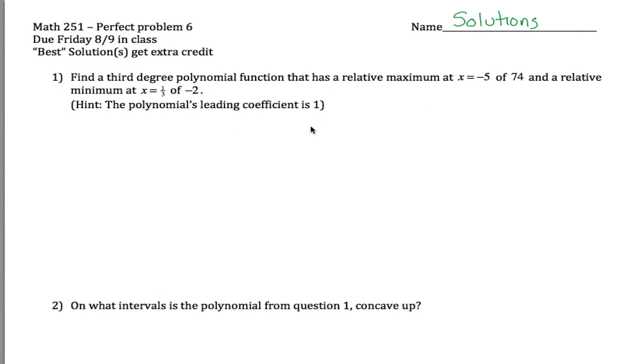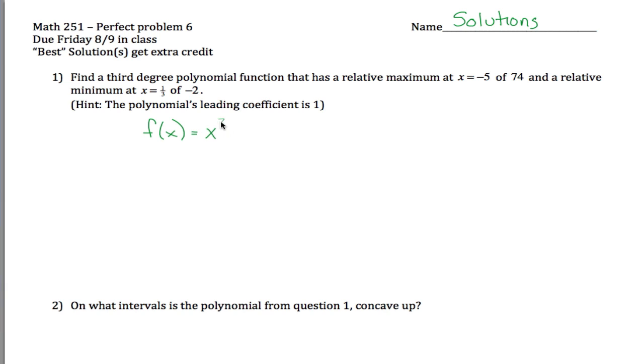All right, here are solutions to perfect problem 6 for Math 251. In the first question, we're asked to find a third-degree polynomial, and it gives us some information about the polynomial. So I think the easiest way to do this is set up your polynomial. It tells us the leading coefficient is 1.